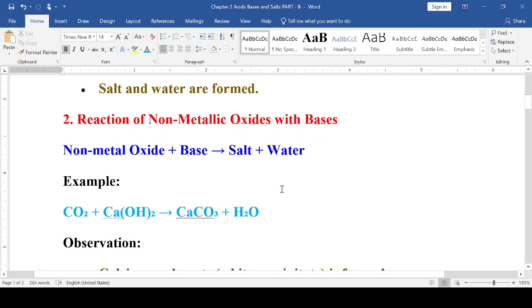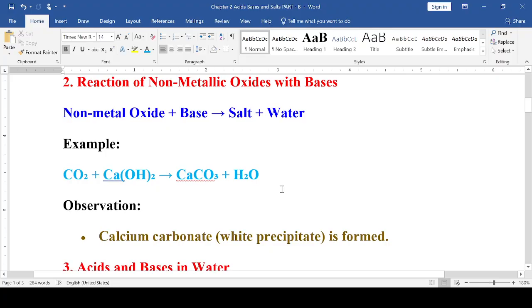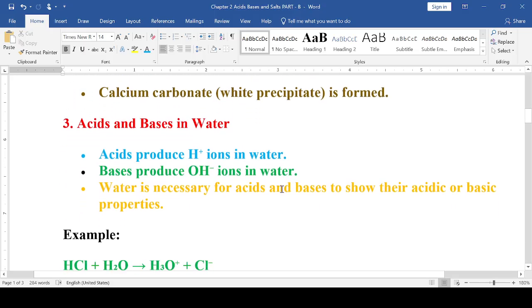So what happens when bases react with non-metallic oxides? The protocol will be the same, that is, non-metallic oxide plus base. When non-metallic oxides react with a base, salt and water are formed. Example, CO2 plus Ca(OH)2 gives rise to CaCO3 plus H2O. So what is the observation? A white precipitate of calcium carbonate, CaCO3, is formed.